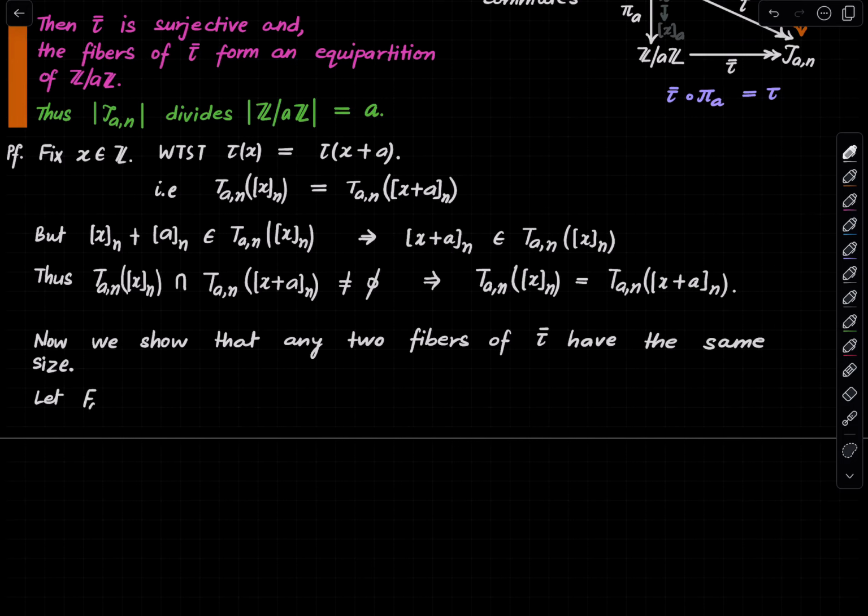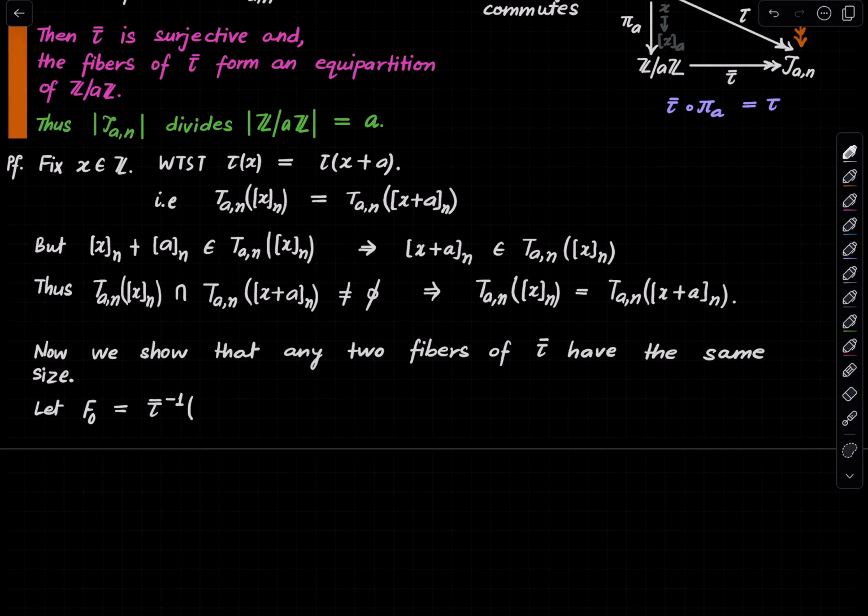So let F0 be the fiber above the trajectory of 0 mod n. It looks like a very heavy object. So F0 is of course a subset of Z mod AZ. We are saying pick or collect all those things in Z mod AZ which, when you apply tau bar to them, land inside, or are equal to, the trajectory of 0 mod n.